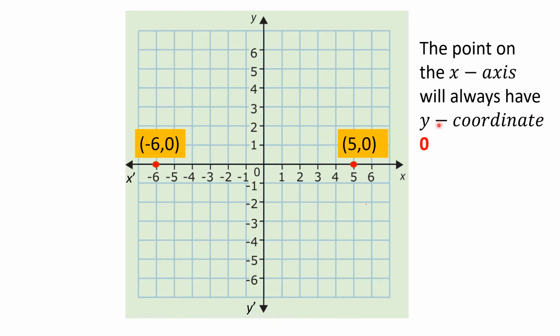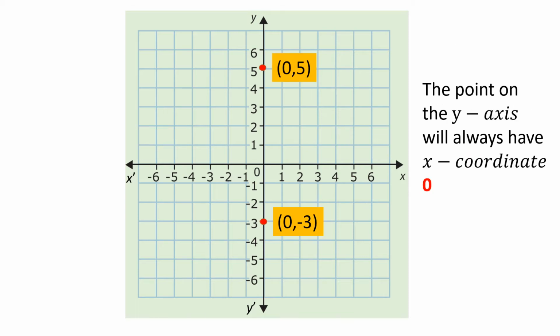Remember this point. Now the total opposite case of this is this one. Look at this point, (0, 5). Can you see that it lies on the y-axis? The x coordinate is 0 on the x-axis, and 5 on the y-axis. 0 on the x-axis, 5 on the y-axis.